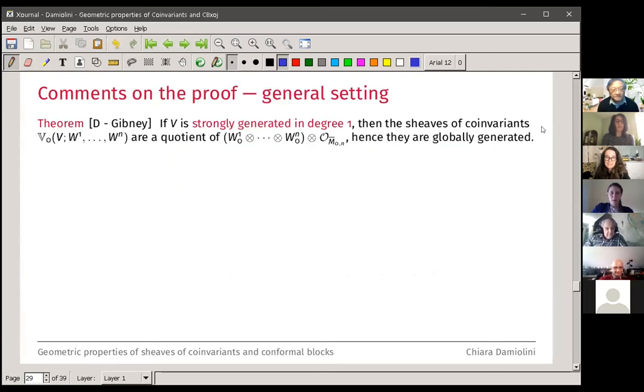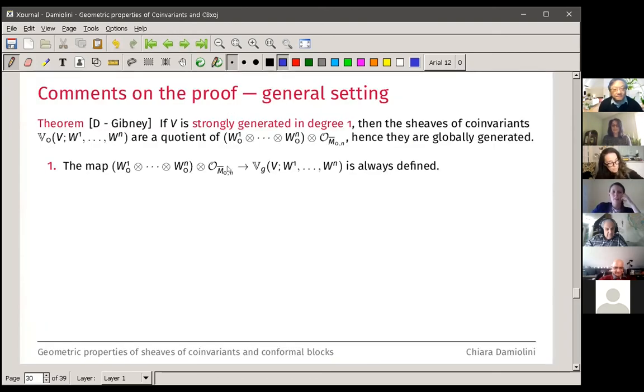So I copied back the theorem, so we know where we are. And I first want to say, what is the setting? Let's try to prove this theorem. So what do we know without even thinking about the assumption of strongly generated in degree 1 or the fact that we are in genus 0? The first thing is that the map between this constant sheaf and this vector bundle is always defined, even for higher genus. I'm sorry, I wrote 0 here, but this is true also for higher genus.